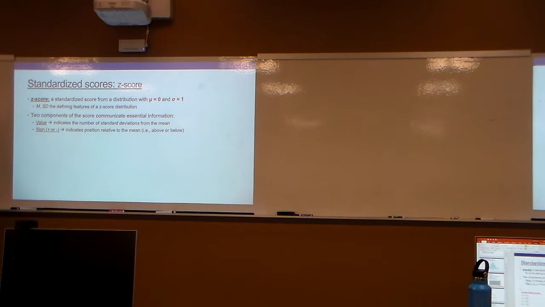So if we take a look at our z-scores, basically that number is just telling you how many standard deviations away from the mean that observation is. And then the sign, the plus or minus, is just telling you the position relative to the mean. So Chris, if I have a score with a z-score of negative 1.5, what does that tell you about that observation? 1.5 standard deviations below the mean. Perfect, right? A lot of information right there.